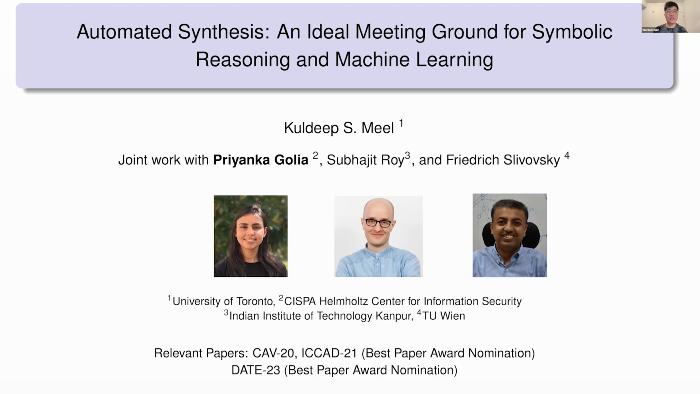Kuldeep is an associate professor of computer science in the Department of Computer Science at U of T. His research interests lie at the intersection of formal methods and artificial intelligence. He's a recipient of the 2022 ACP Early Career Research Award, the 2019 NRF Fellowship for AI, and was named AI's 10 to Watch by IEEE Intelligent Systems in 2020.